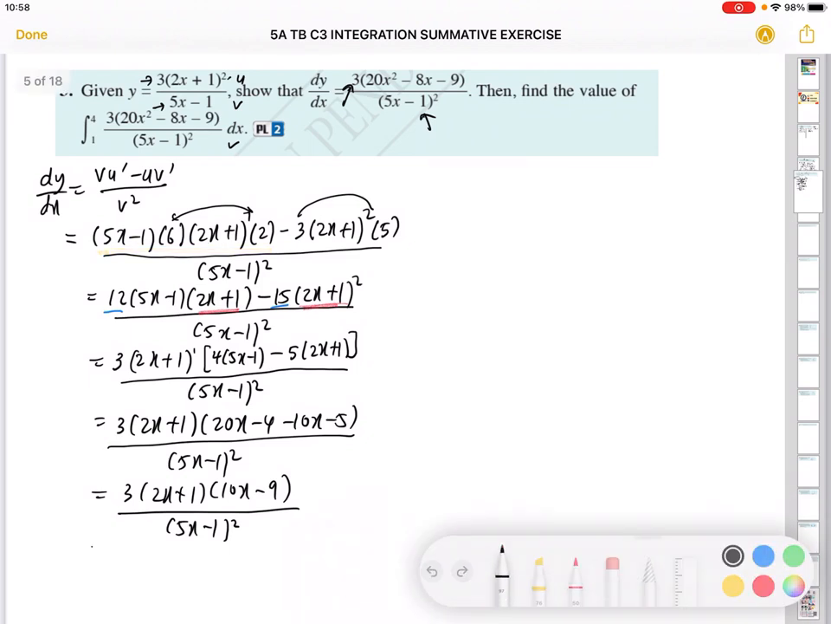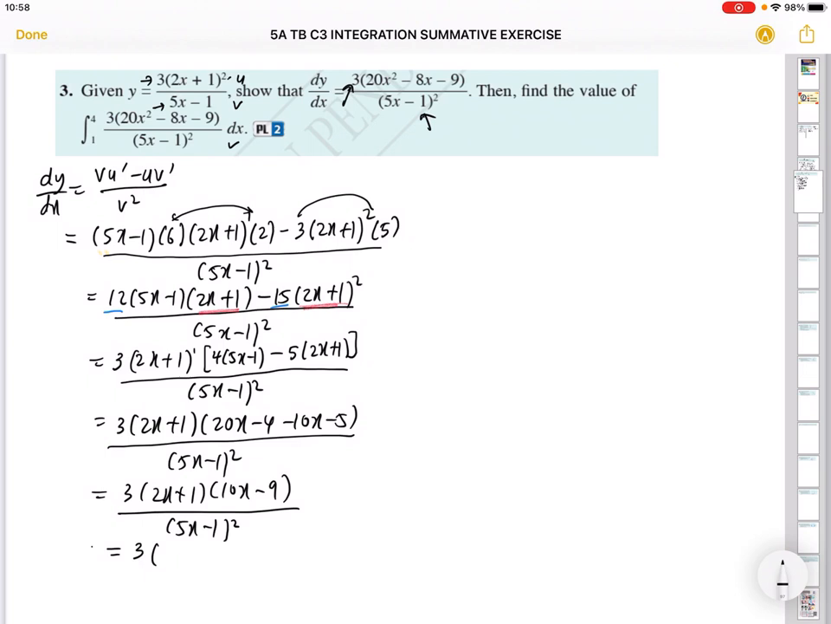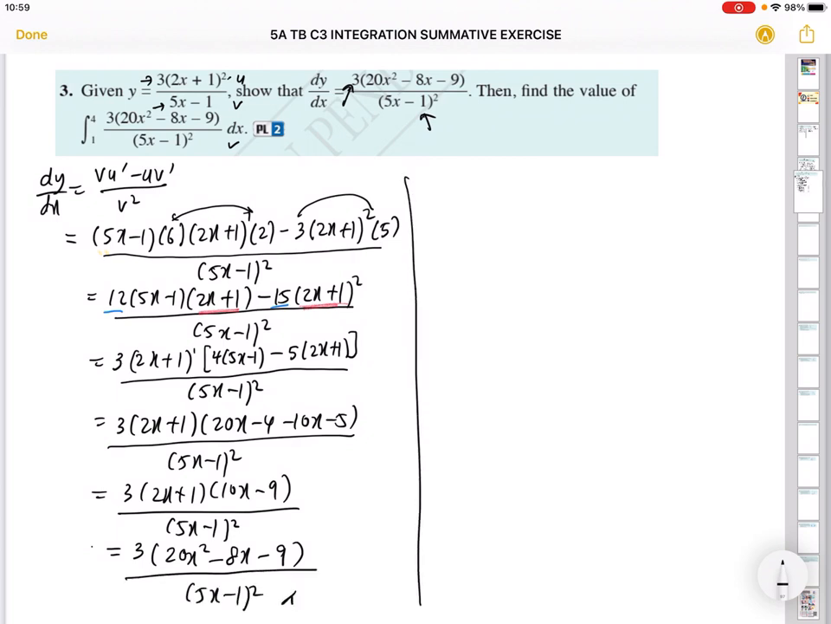So okay, if I were to simplify this, because they say show that it equals to this, we actually have to expand. 2x times 10x is 20x squared. This will be minus 18 plus 10, which is minus 8x, and 1 times negative 9 is negative 9. Yep, I've got this answer. All right, this is part 1, the first part.